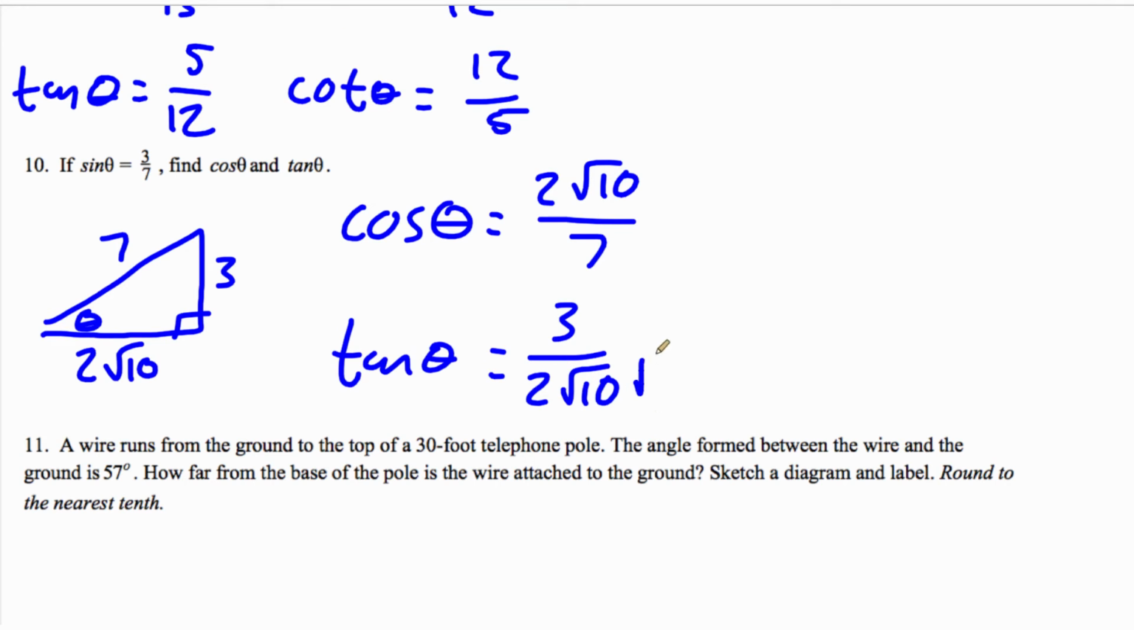So we have to rationalize this. Across the top, we end up with 3 root 10. On bottom, root 10 times root 10 is a regular 10, but then we also have that 2 there, so 2 times 10 ends up being 20. So we get 3 root 10 over 20.